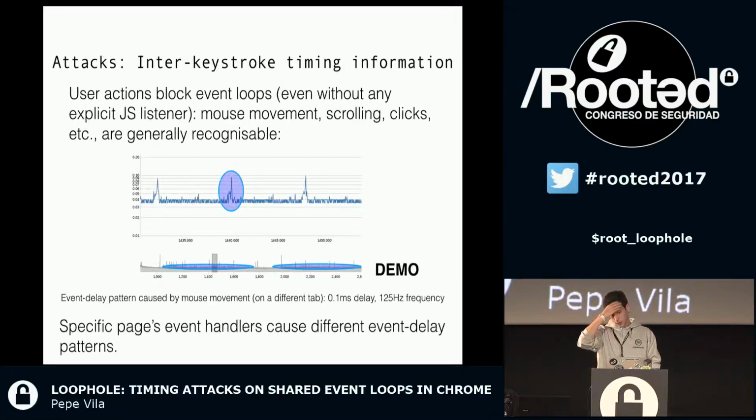And now, onto keystroke timing information. That's the other proof of concept that I did. We've seen that mouse displacement, scrolling, and clicks all translate into JavaScript blocking the event loop. And usually the patterns that are generated, because of their different periodicity, shape, or length, allow us to identify them.